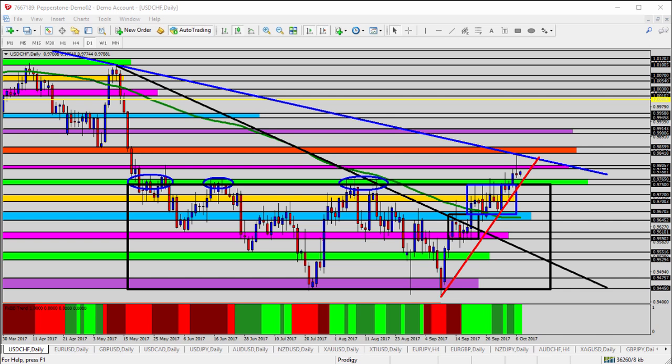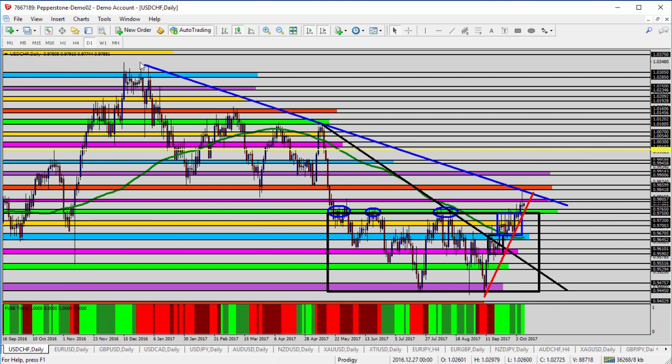For the daily time frame, we can see a couple of trends here. The black trend was a downtrend. The market broke through there a couple of weeks ago, started moving higher. We have this longer blue trend line. Let me zoom out a little bit, and you can see where that comes from, all the way up here, top left-hand corner of the chart.